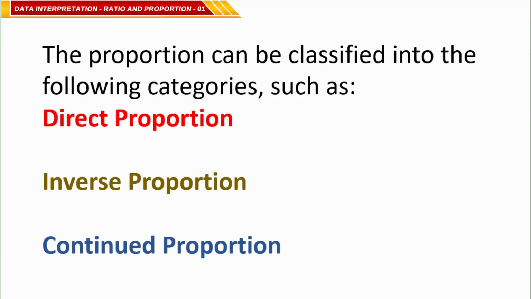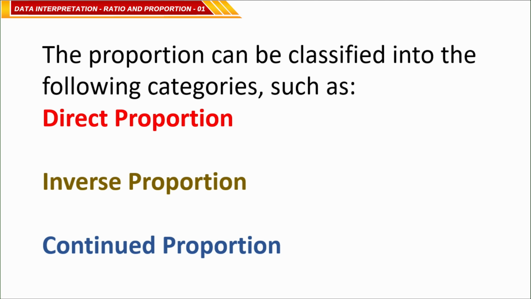Okay. Now, the proportions can be classified into three categories actually. One is called direct proportion, second one is called inverse proportion, and third one is continued proportion. Just now we are saying direct proportion.